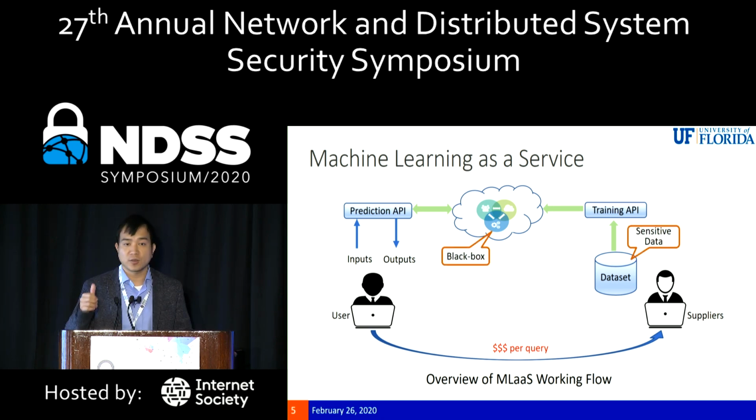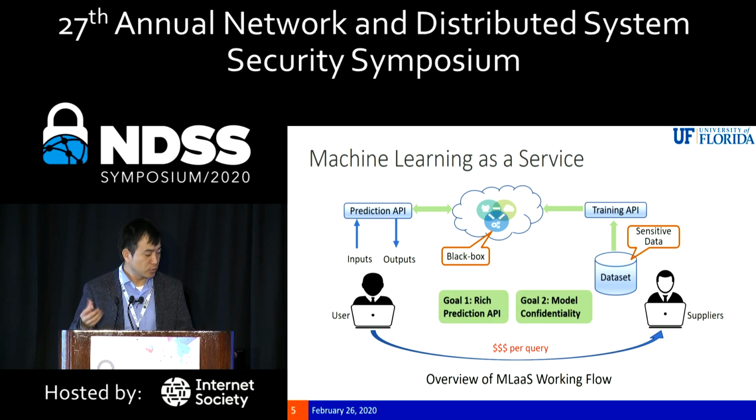So what we are looking into is, first, the learned model is a black box. The original data is sensitive data. And the two goals for the cloud provider are to make sure that they provide a very rich prediction API and to protect the model confidentiality. Okay, so this is all the background.